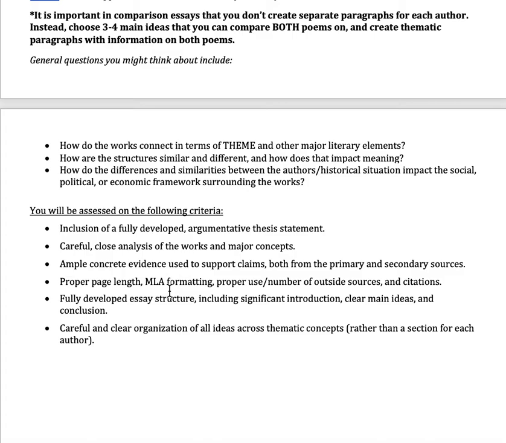You guys are going to be assessed in making sure you have a good argument with a fully developed thesis statement, introduction, good close analysis of the works and their major concepts, good evidence from the poems to support your claims. So both from the poems and from your secondary sources, proper page length, MLA, proper number of outside sources, and of course citations in text and on the bibliography. Fully developed essay structure, including a good intro, like I said, a thesis, clear main ideas with evidence, and a conclusion, and careful and clear organization across these thematic concepts rather than having a section for each author.